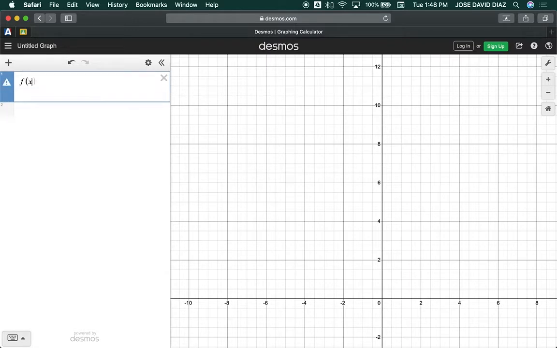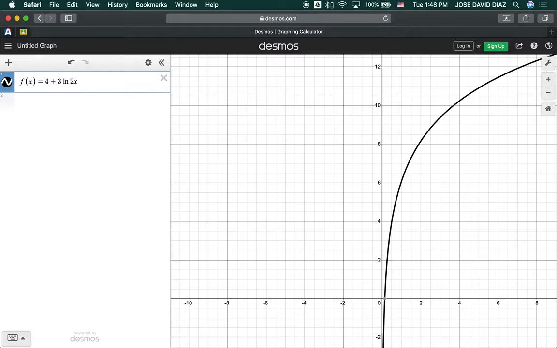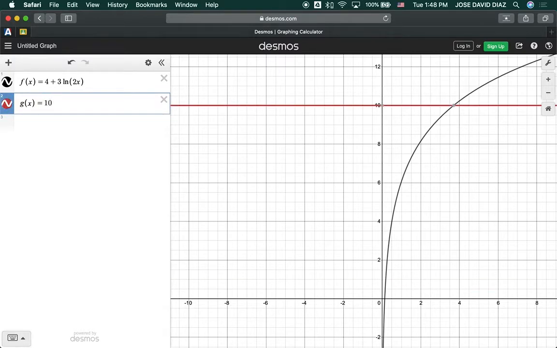You got it? So f of x equals 4 plus 3 ln of 2x. And I prefer to place it in parentheses. I kind of know that that's correct. Notice the graph did not change. And g of x will be 10. So therefore the intersection matches our answer. And remember, we're only looking at the x value.